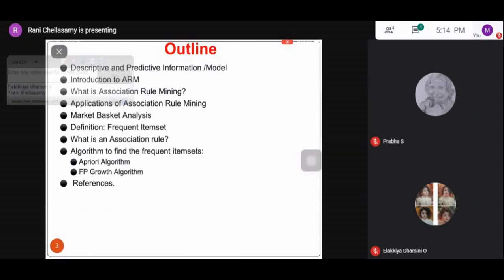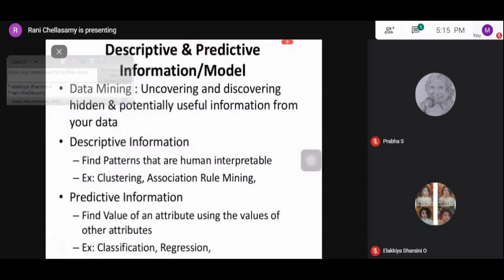And the algorithms to find the frequent item sets. There are two kinds of algorithm we are going to see. The first one is the apriori algorithm and the second one is the FP growth algorithm. FP means frequent pattern growth algorithm. Then we will see the comparison between the apriori algorithm and the FP growth algorithm. With this, we'll wind up today's session.